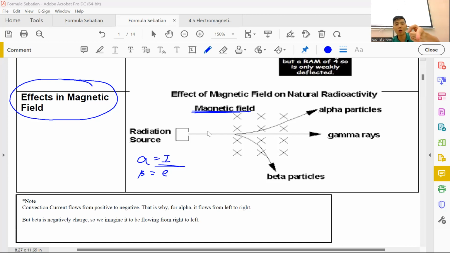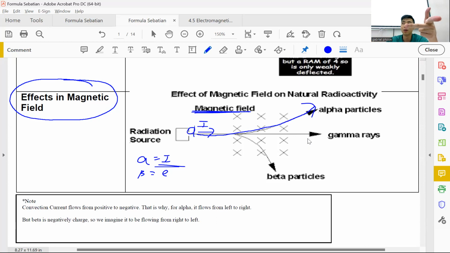And then if I look at my alpha, if let's say alpha is shifting in this direction, alpha is like current, right? It means my current is going to the right. If it's going to your right, my force will be upwards, right? So I know that alpha particles will be deviated upwards.